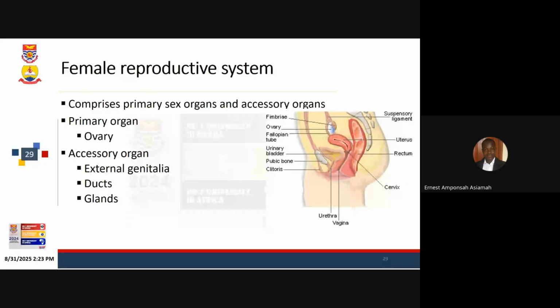The female reproductive system, like the male, has a primary sex organ, which is the ovary. So it has the ovary. Then we have the accessory organs.